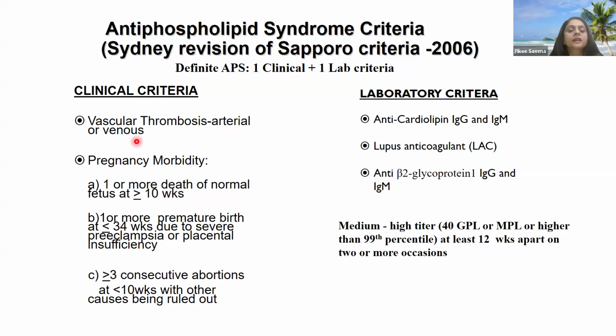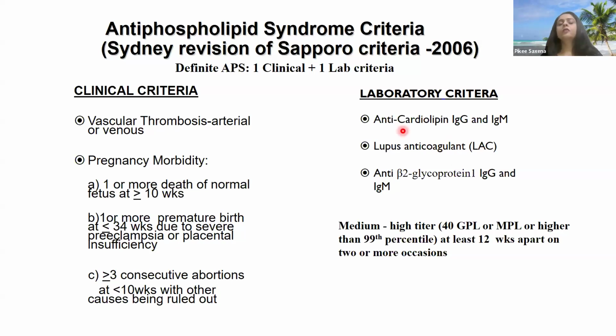So in the clinical criteria, there could be arterial or venous thrombosis. During pregnancy, if she has had any of these problems: one or more deaths of a normal fetus at more than 10 weeks, three or more recurrent consecutive abortions at less than 10 weeks, and as we are seeing, preterm delivery, severe preeclampsia, IUD, placental insufficiency at less than 34 weeks, then again, these are the clinical criteria.